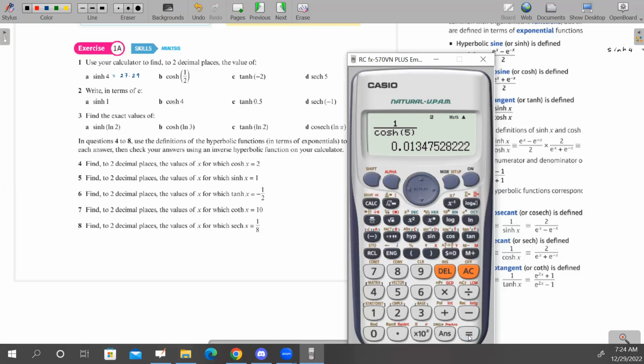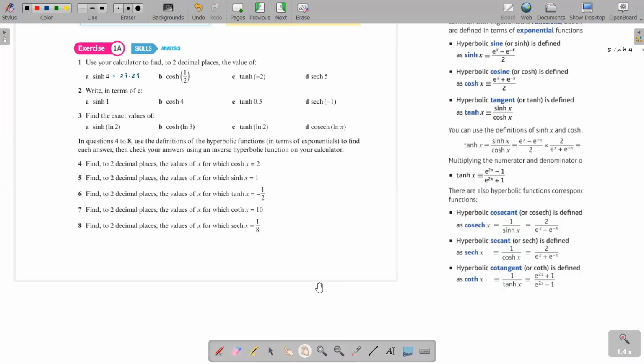All right, guys, 0.01347, it goes on, right? So you can correct it to 0.01. All right, guys. Okay, so we'll move on to question number 2: write in terms of e. That means here they want you to give the answer in exact form. So how do you write the answer in terms of e? Question number 2, sinh 1.